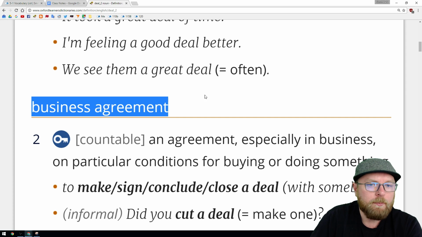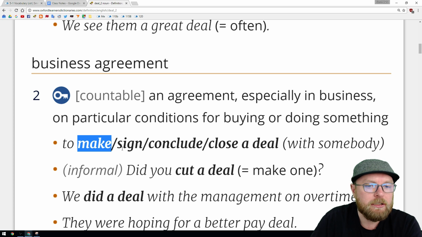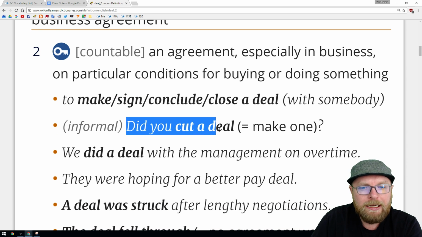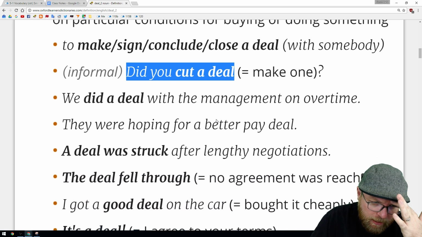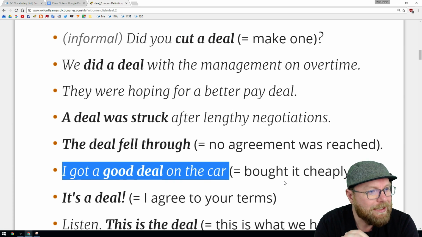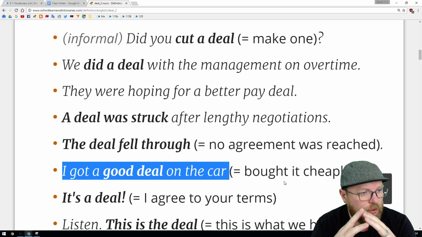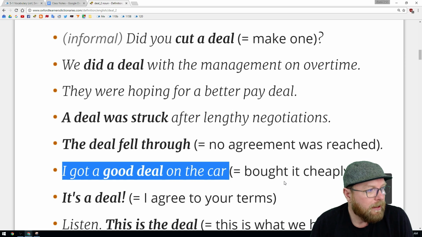We're talking about this meaning. Business agreement. So there's the example, to make a deal or to sign a deal. Okay, did you cut a deal? That means did you make a deal? Okay, now look at this sentence, guys. I got a good deal. This is really, really common. A good deal. Okay, now how do we use that? A good deal. That means the business agreement was really good, but it usually just means it was cheap, right?